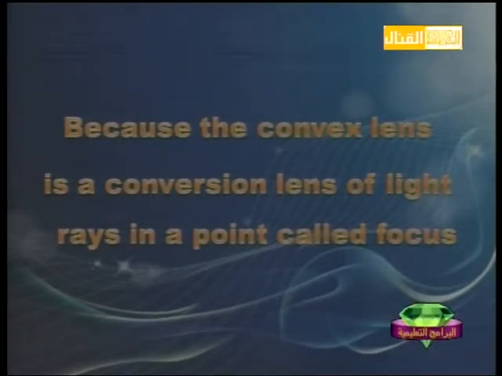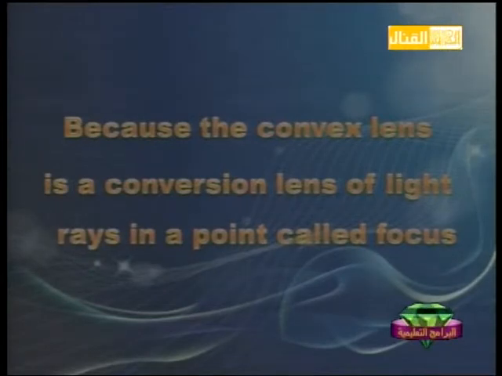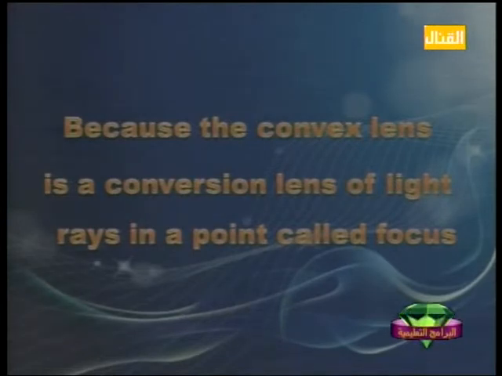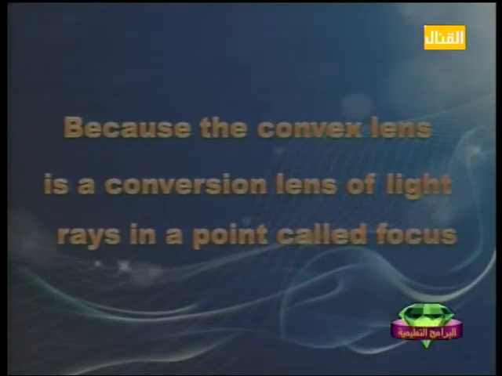Again, we have the convex lens. It's a converging lens. It collects light rays in one point called the focus, and it concentrates the heat energy after this collection. It collects the light rays and everything from these rays in one point called the focus. So it's very concentrated and will be very hot, able to burn a piece of paper or to heat anything.